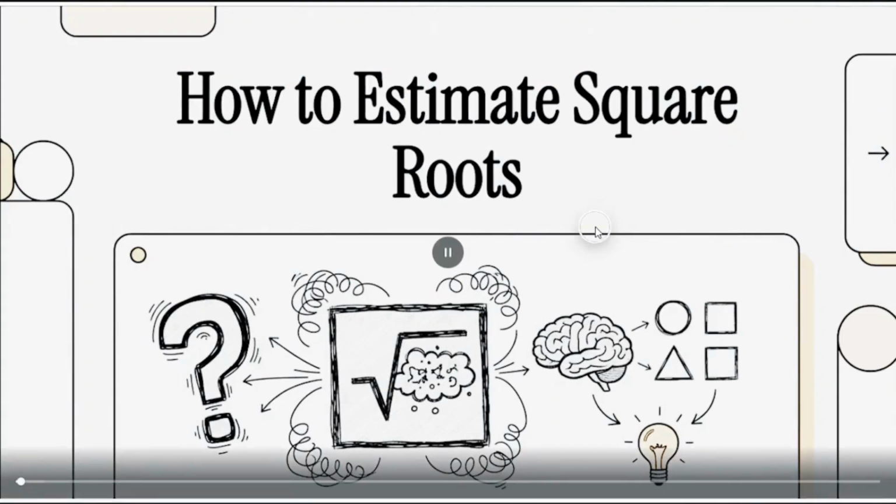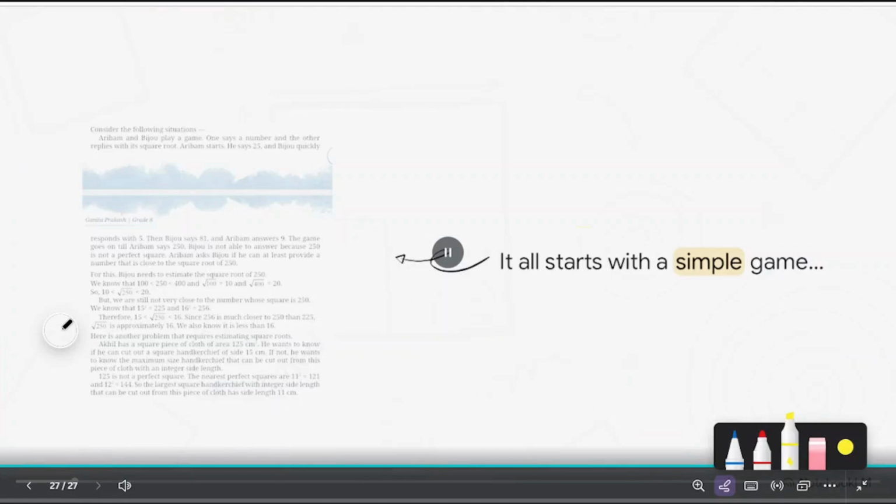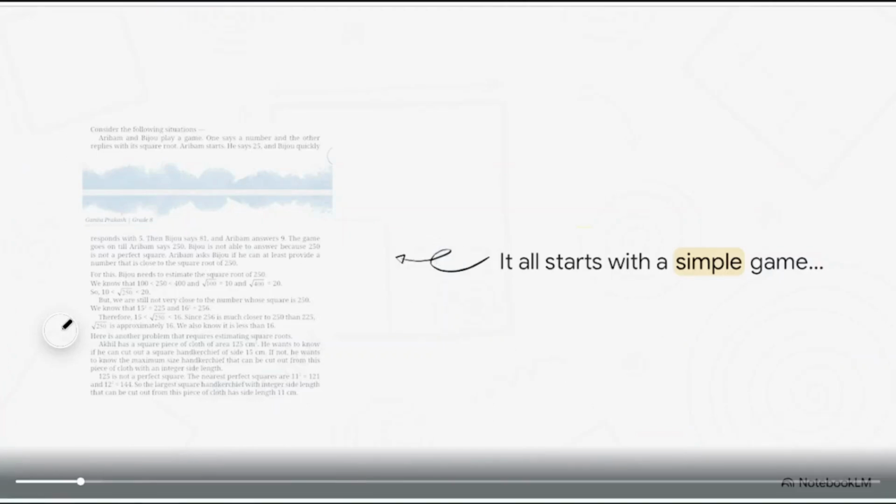You know that feeling when you're stumped by a number that doesn't have a perfect square root? It kind of feels like a dead end. But what if I told you there's a really clever mental trick to get incredibly close to the answer? Well, today we're going to crack that code for estimating square roots, turning those tricky numbers into something you can solve in just a few seconds. Let me set the scene for you. It all kicks off with a simple game between two friends, Arabam and Bijou.